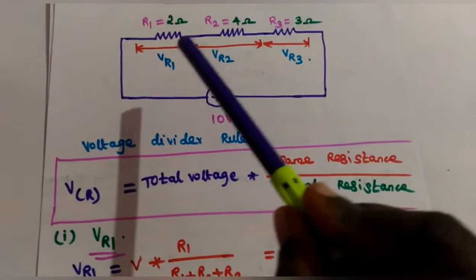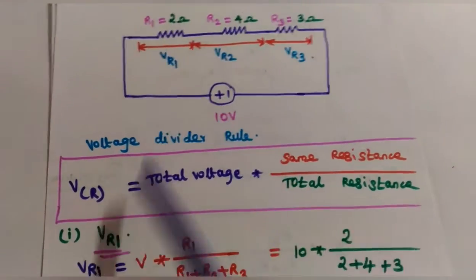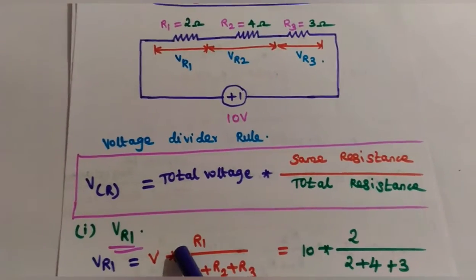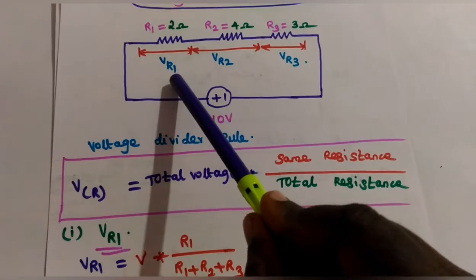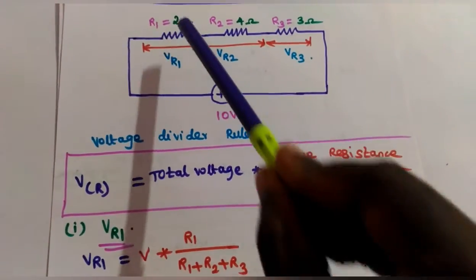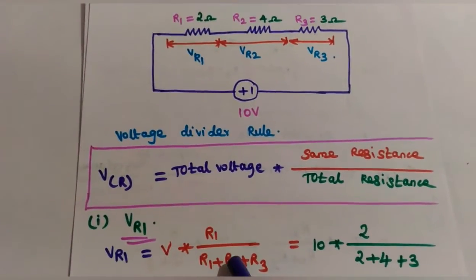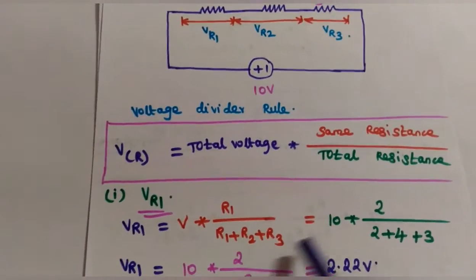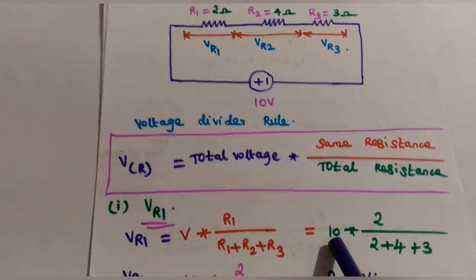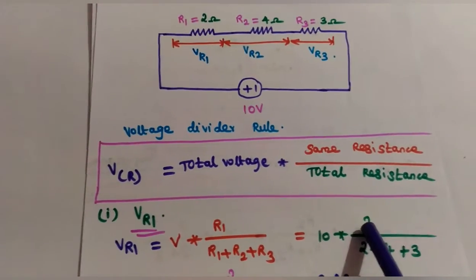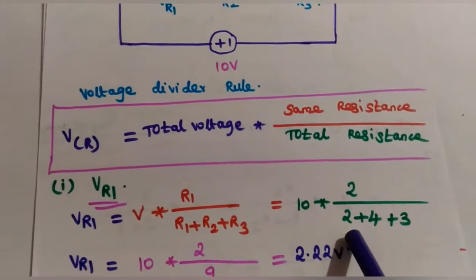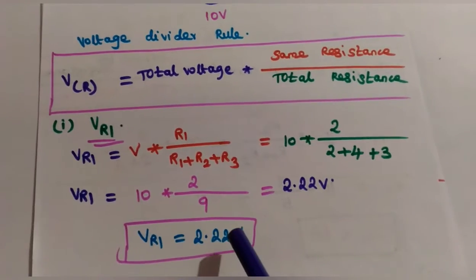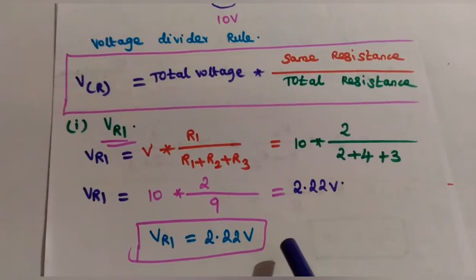Now we are going to calculate the voltage across the resistance R1, that is VR1. VR1 is equal to the total input voltage, 10 volt, into the same resistance 2 ohms in the numerator, divided by the total resistance of this network, 2 ohms plus 4 ohms plus 3 ohms. So R1 plus R2 plus R3. After simplification, the value of VR1 is equal to 2.22 volt.